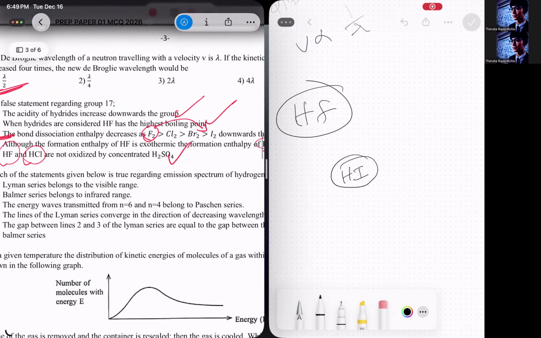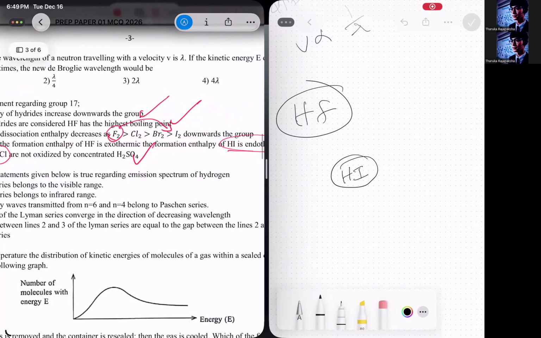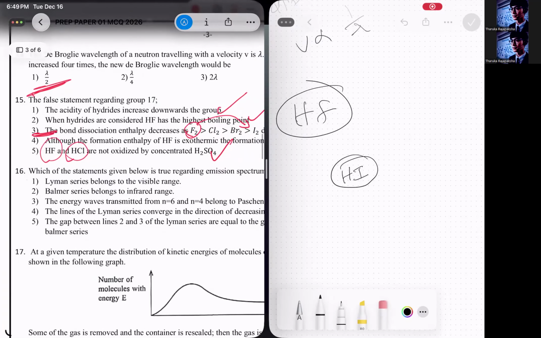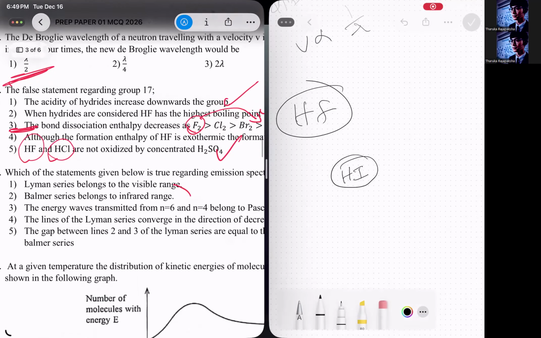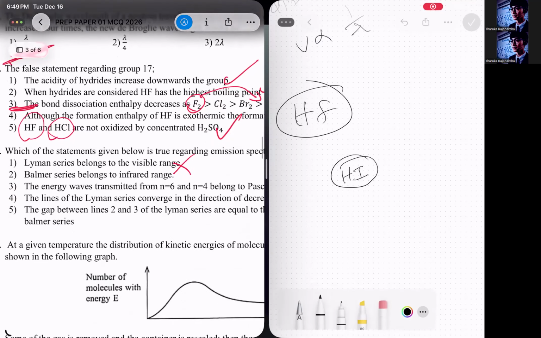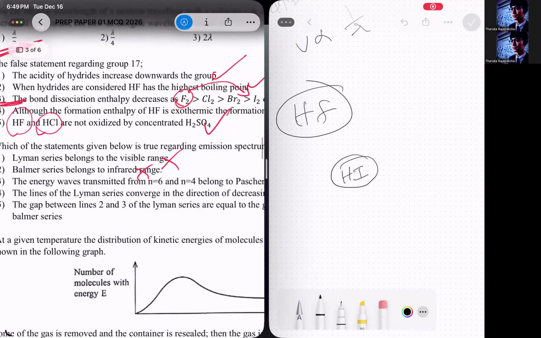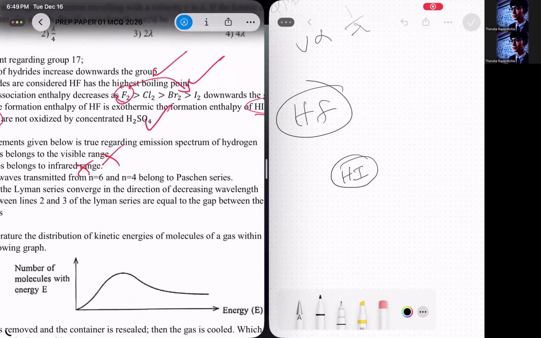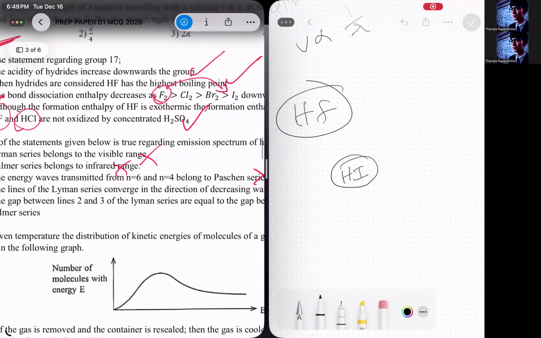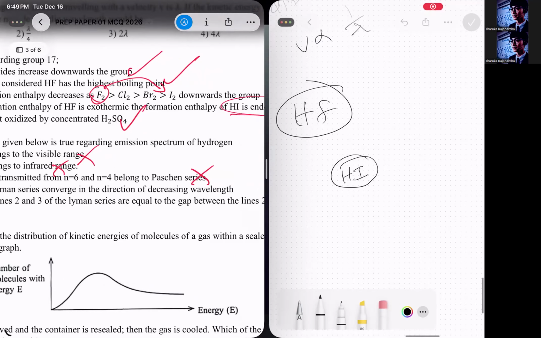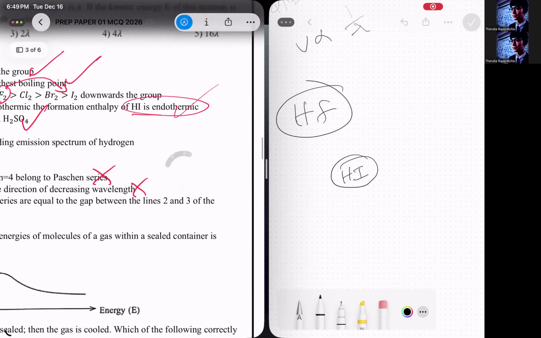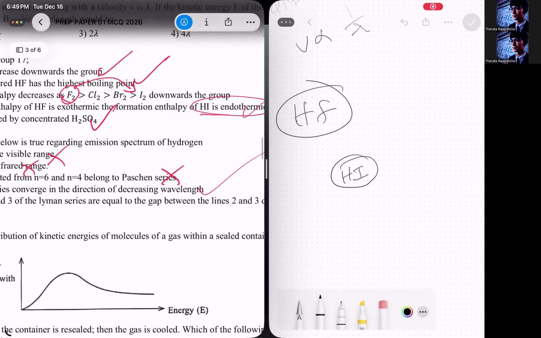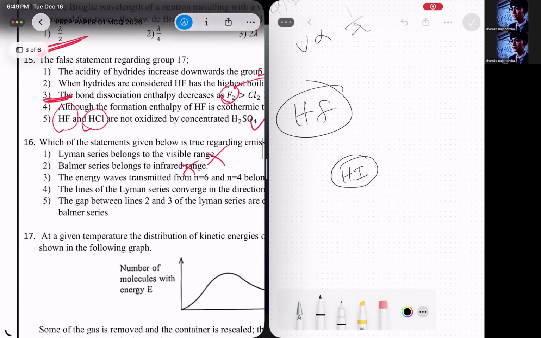Which of the following statements given below is true regarding the emission spectrum of hydrogen? Lyman series belongs to the visible range. No, actually, Lyman series belongs to ultraviolet. Balmer series belongs to infrared. Wrong. The energy waves transmitted from n equals 6 to n equals 4 belongs to the Paschen series. So Lyman, Balmer, Paschen, Brackett series, not Paschen. That's wrong. The lines of the Lyman series converge in the direction of decreasing wavelength. That's correct. People, decreasing wavelength, increasing energy. So that's correct, answer number 5.